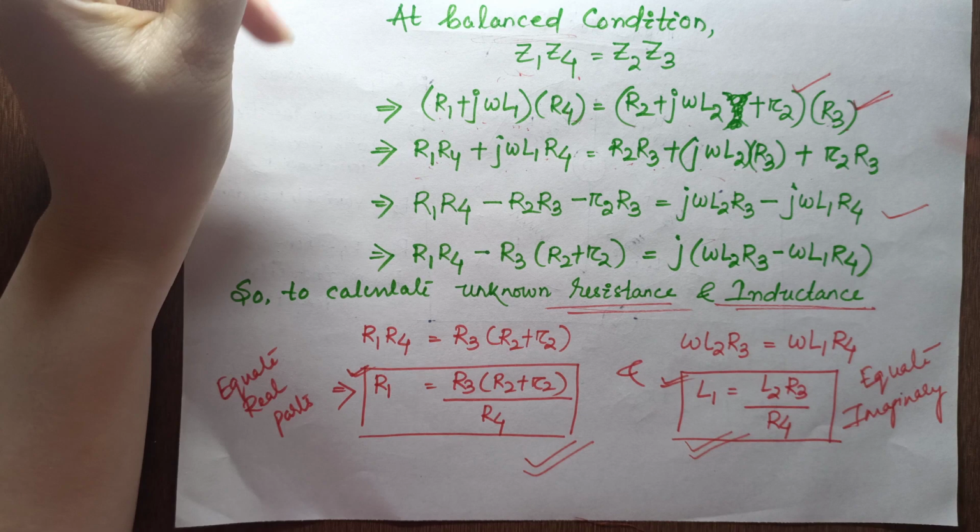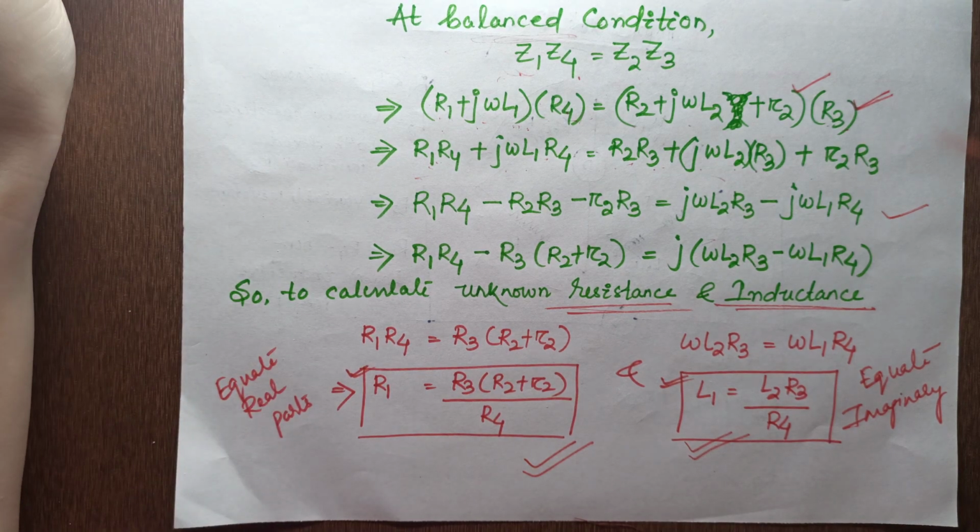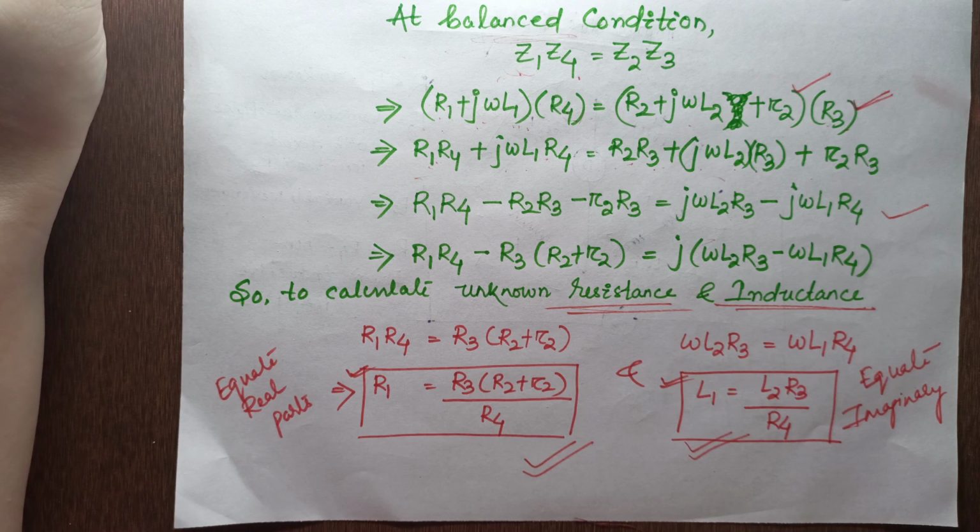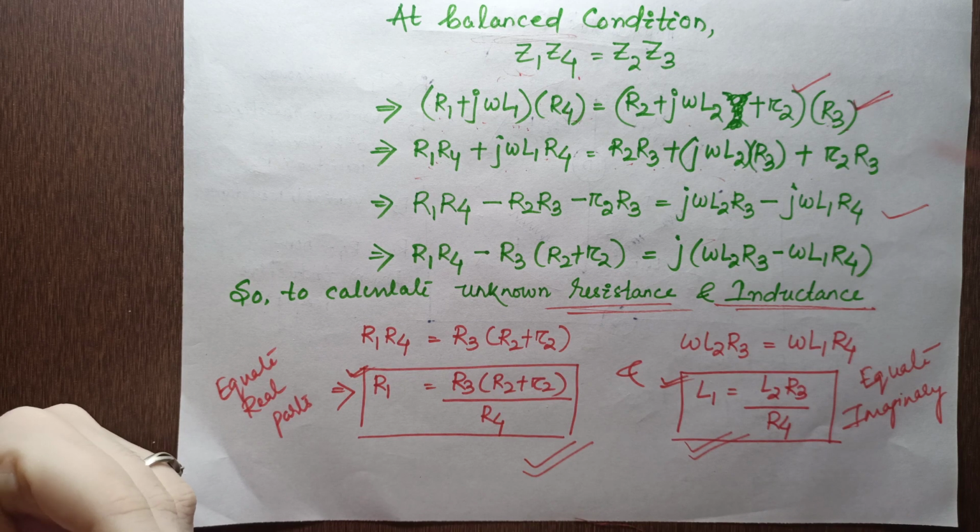In this way, the calculation for the Maxwell bridge method is used to calculate the unknown value of inductance and the resistance connected in series with it.